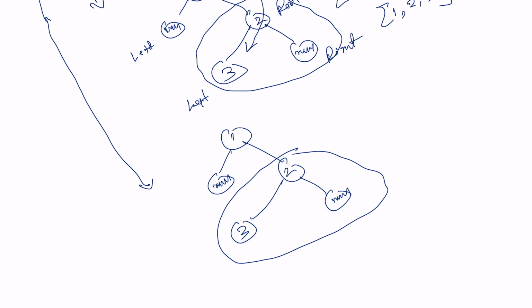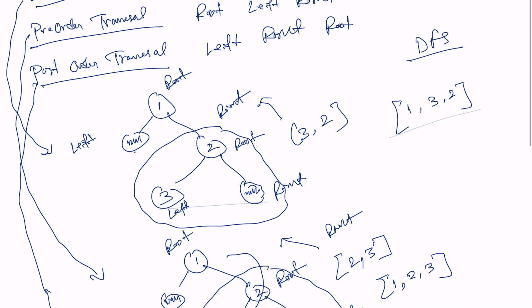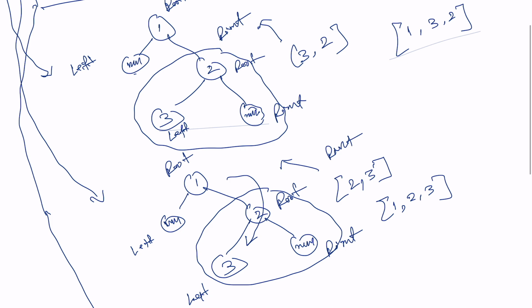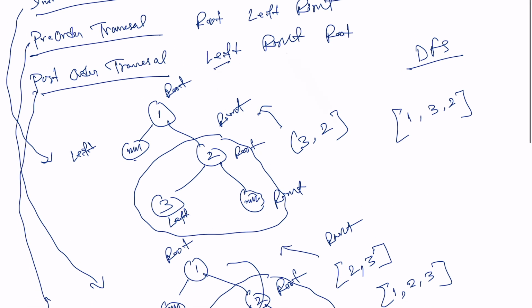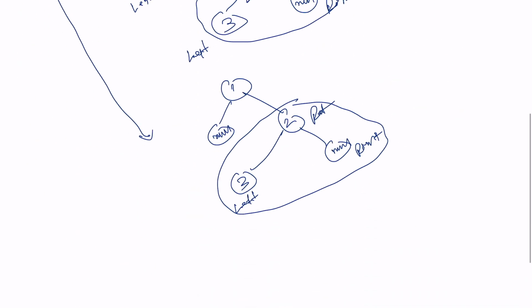For this subtree, what will be our left? This is left, this is root, this is right. Post-order traversal means left, right, root. So for this subtree, what will be our result? 3, right we can exclude, is a null node, and root.